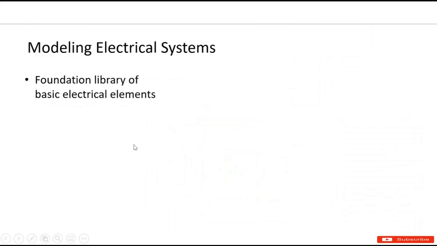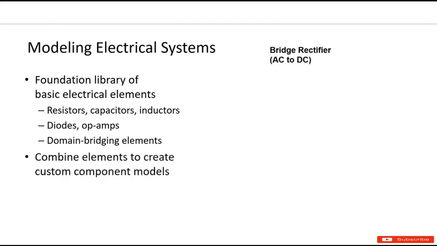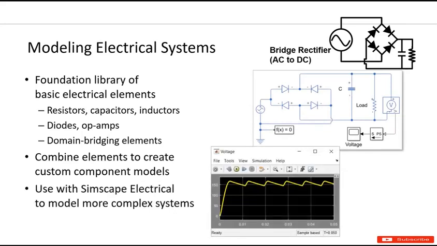Now for modeling electrical systems, again there is a foundation library where you can find basic electrical elements like the resistor, the diodes, the bonds and so on. And you can also combine already existing blocks to create custom blocks, right? You can simulate this model and see the output response. This one you can also combine with Simscape Electrical to model more complex systems.